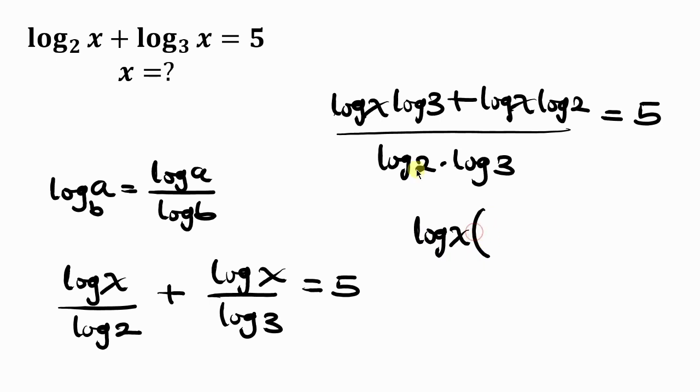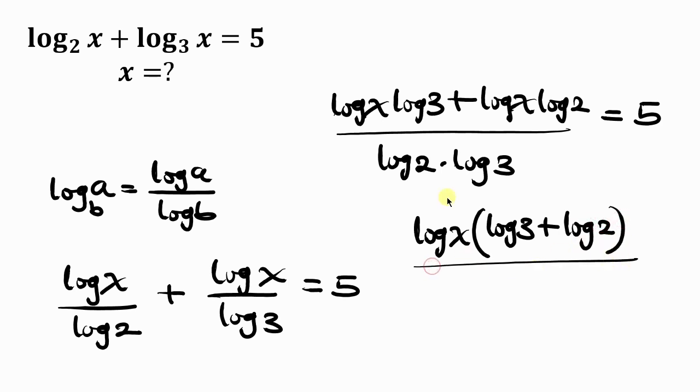Now open bracket. Now since I have factored out log x, I have log 3 here, so this becomes log 3 plus, now since I have factored out log x, I have log 2, so I'll be writing log 2. Good. All over the denominator, we have log 2 times log 3, and this is equal to 5.